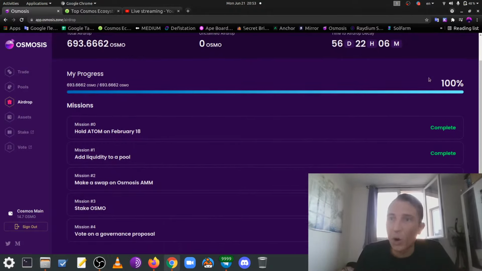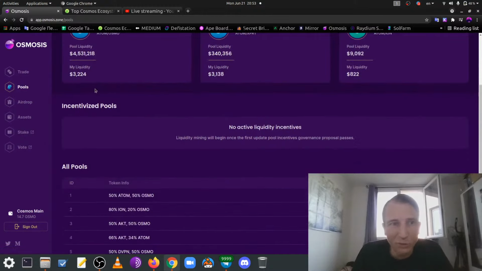To get 100% of your airdrop, you will need to complete very easy tasks. At first, 20% of the airdrop comes to you automatically if you were a holder of atoms on February 18th. After, you need to add liquidity to a pool. I will show you how to do it. I already completed it. You just click on the pool.